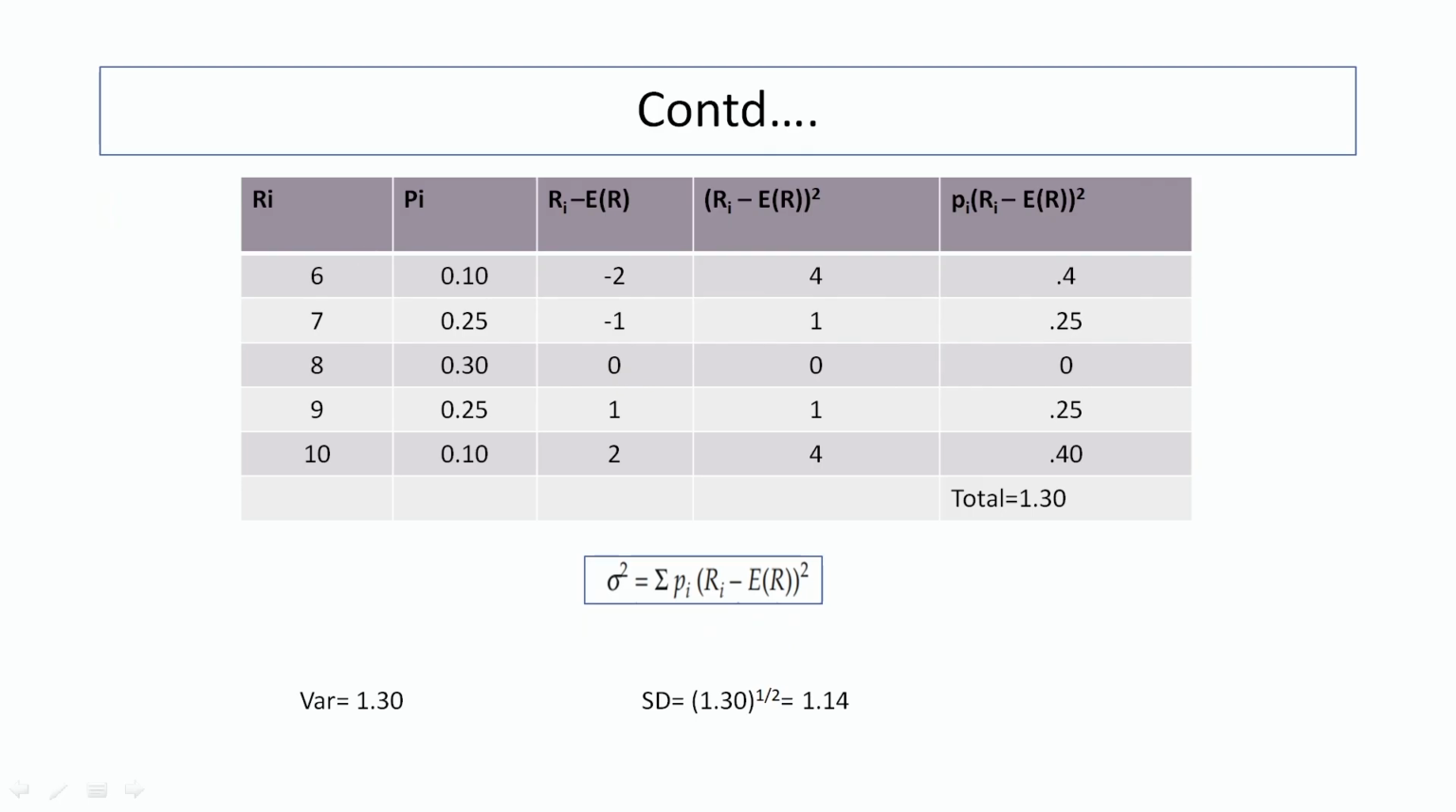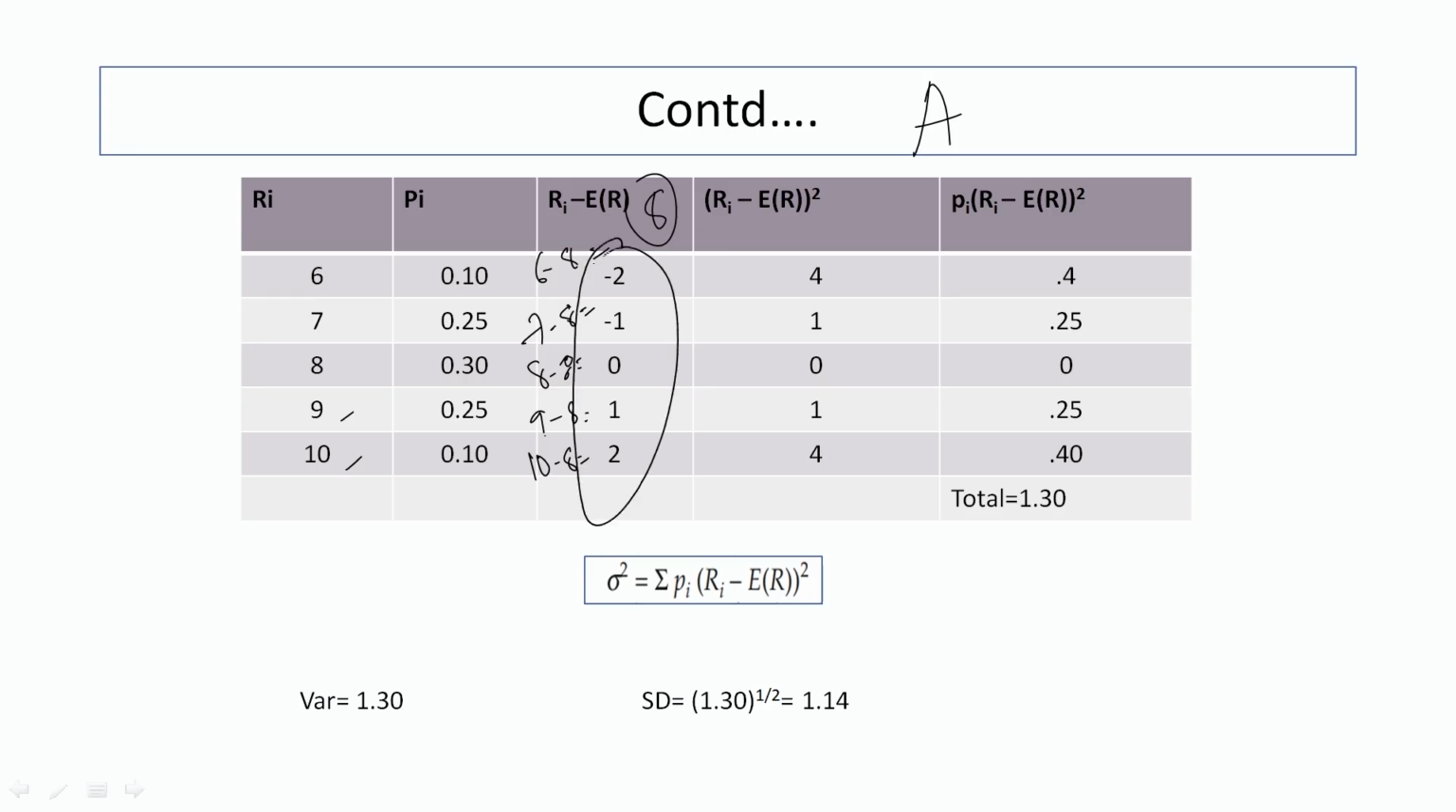So, now just calculate the risk. We have mentioned it, this is the example of Company A. We have mentioned the returns over here 6, 7, 8, 9 and 10. Then PI value is there. Now, what is our expected return? Our expected return is 8. So, 6 minus 8 equals minus 2, 7 minus 8 equals minus 1, 8 minus 8 equals 0, 9 minus 8 equals 1 and 10 minus 8 equals 2. So, we get this value Ri minus expected return.